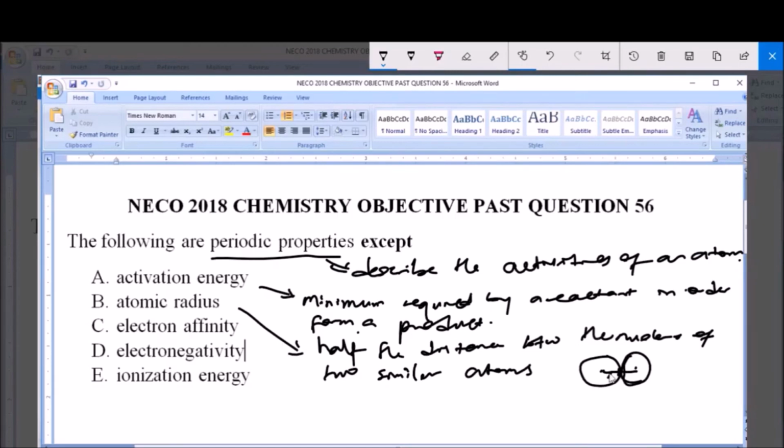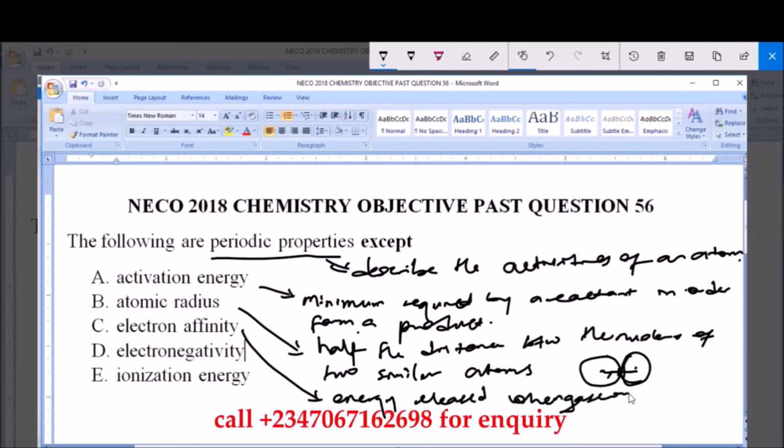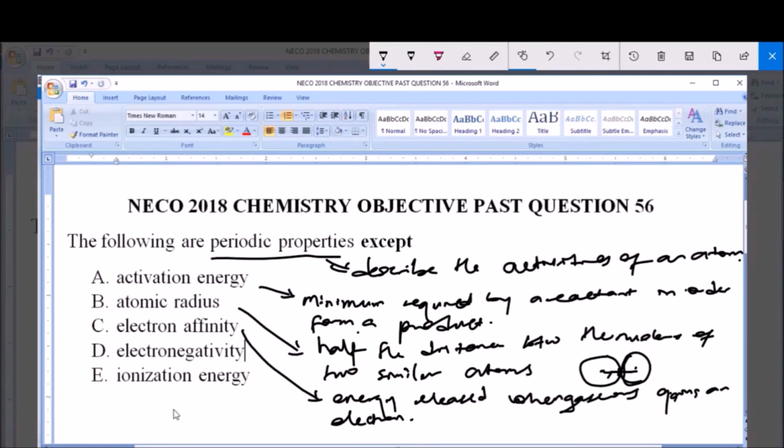So you can see that atomic radius is describing the distance between the nuclei of two atoms. So it's describing the atom, so we can refer to it as a periodic property. Option C says electron affinity. Electron affinity is simply the energy released when a gaseous atom gains an electron.